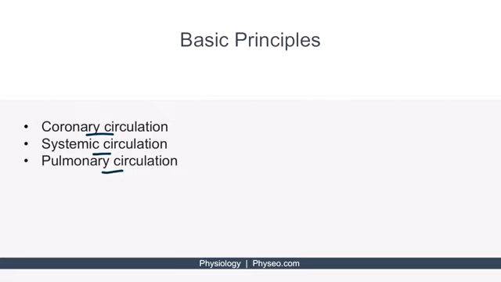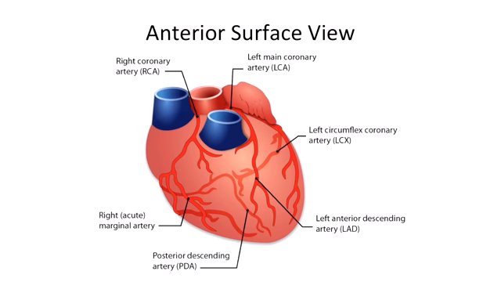Let's walk through coronary circulation first. This is figure 2.1 from your text, which is an anterior surface view of the heart. The focus here is on the coronary arteries. So as you can see, there are 2 major arteries that come off of the aorta. The right coronary artery, or RCA, and the left main coronary artery, or LCA.